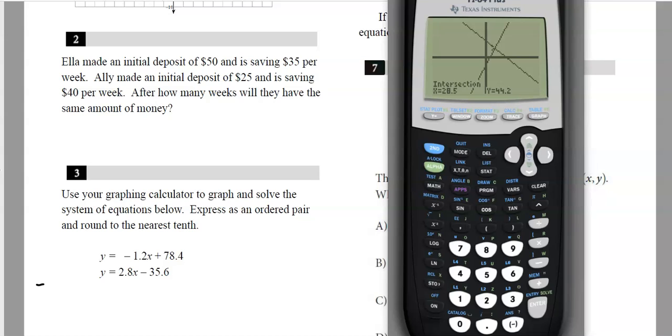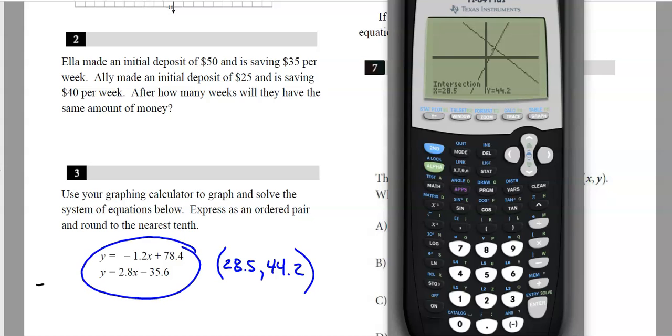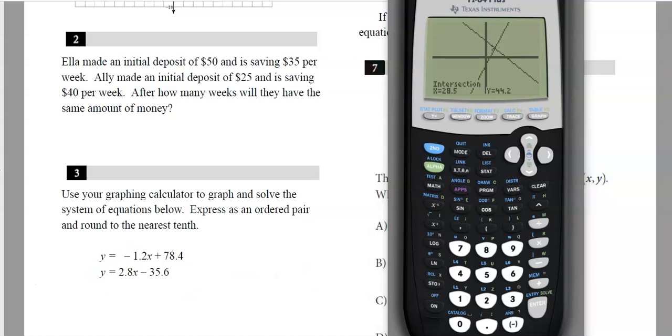Come over here, put my answer down. It is 28.5 and 44.2. There we go. So sometimes when you're given this nasty equation, graphing by hand sucks, so you can use a graphing calculator. All right, moving right along.